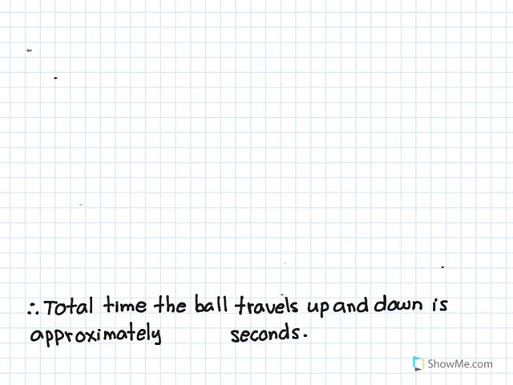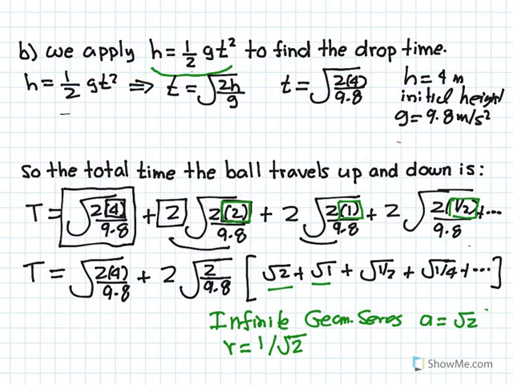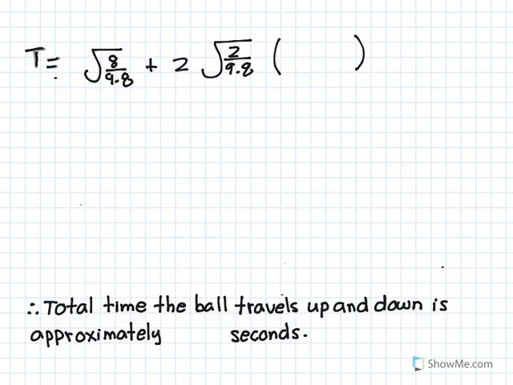So t is equal to the root of 2 times 4 divided by 9.8, that gives us 8 divided by 9.8, plus 2 root 2 divided by 9.8, times the sum of the geometric series. Well, the first term is root 2, so root 2 divided by 1 minus 1 over root 2. Applying the formula, S is equal to a over 1 minus r. So we have root 2, that's a, the first term of the geometric series, divided by 1 minus r, where the common ratio is 1 over root 2. Now let's multiply top and bottom by root 2 and simplify this.